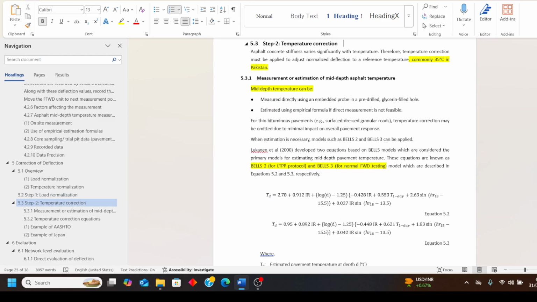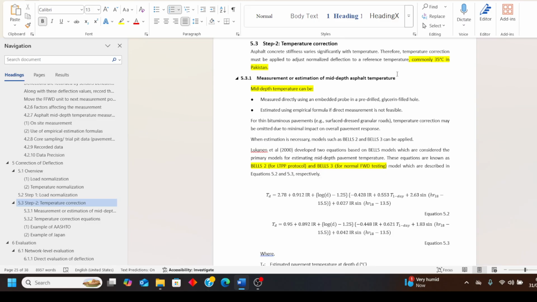Another correction is the temperature correction, which is the conversion to the reference temperature. Pavement stiffness is temperature sensitive, which means that the higher the temperature, the more the asphalt softens and the larger the deflections will be. If the temperature is lower and the asphalt is stiffer, then the deflections are smaller. To make the results comparable, deflections are adjusted to a reference temperature, which is 35 degrees centigrade in Pakistan. So the Pakistan standard reference temperature is 35.